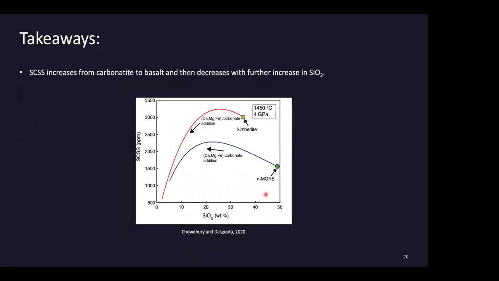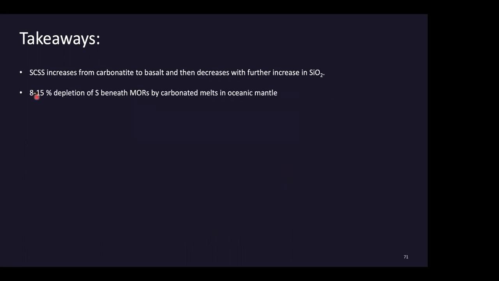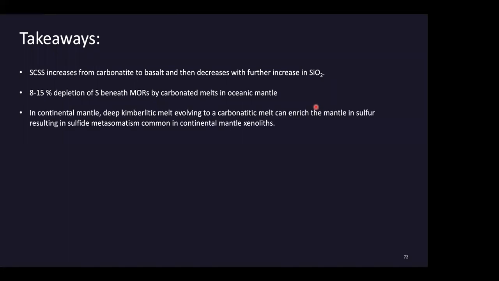Thus, the major takeaway from these studies is that SCSS increases from a carbonatite to a basalt and then further decreases with increase in silica content. There is 8 to 15% depletion of sulfur beneath mid-ocean ridges by carbonated melts in oceanic mantle. In continental mantle, deep kimberlitic melt evolves to a carbonatitic type of melt and can enrich the surrounding mantle in sulfur, resulting in sulfide metasomatism commonly seen in the mantle xenoliths. Kimberlites could possibly derive from melting of sulfide-saturated mantle in presence of carbon dioxide.